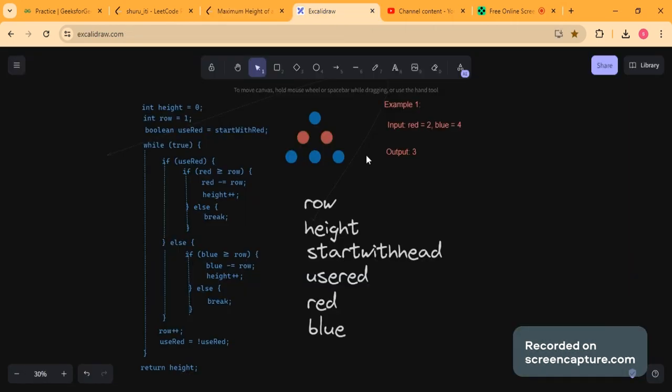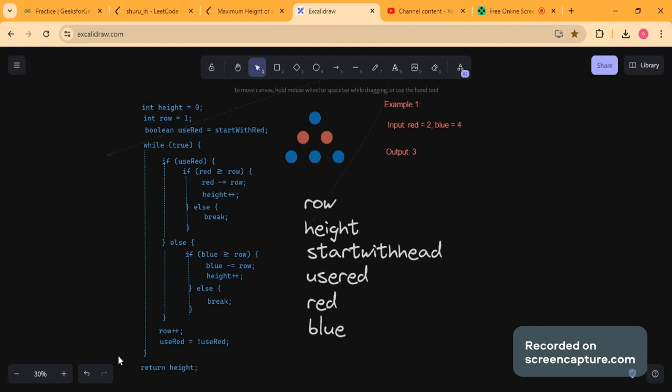I have maintained some variables. First is height. We are starting the height from 0, because initially we haven't placed any ball. Now we have this variable called row, and we don't have any zeroth row, so we are starting from row 1, because whenever we place the first ball it will be assigned as row 1. Now we have this variable use red, which is equal to the start with red that we passed from the previous function, either true or false. So the boolean use red represents whether we are using the first row as red or not.